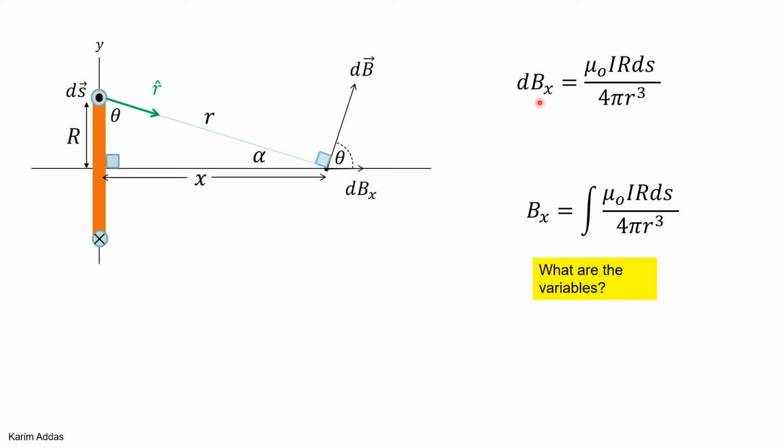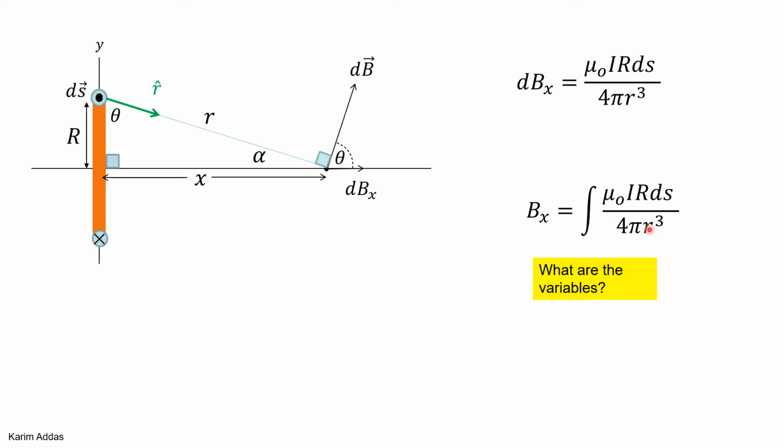Now, we've got dBx. So what do we want to do? We want to get the total magnetic field in the x direction due to all the elements of current. So we want to now integrate over the whole loop. So we put the integration, and now think, what are the variables and what are the constants? If you go from different element to element on the loop, is big R different? No, big R is just the radius of the loop. It's a constant. I is a constant. Mu naught is a constant. 4 pi is a constant.